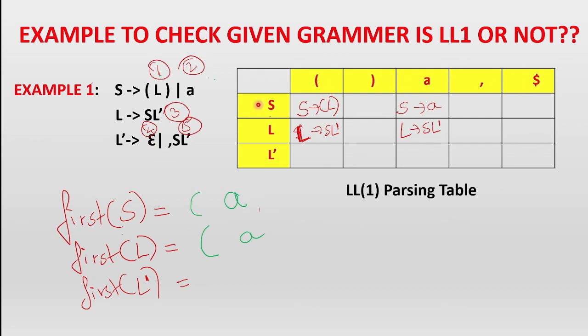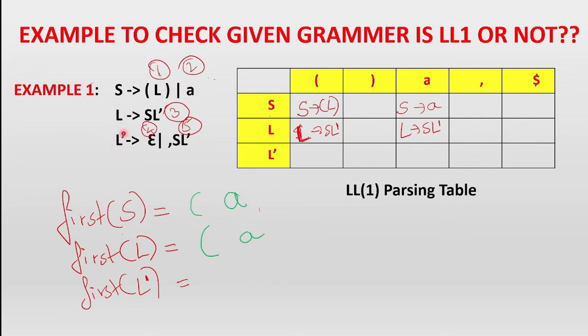So in this case, you have to find the follow of L dash. If there is no first possible, because L dash in production number 4 is going to epsilon, and epsilon is not there in our parsing table, you cannot put this fourth production anywhere. So you have to find the follow of L dash. Now what is follow of L dash? Just check whether anything is coming after L dash. Nothing is coming after L dash.